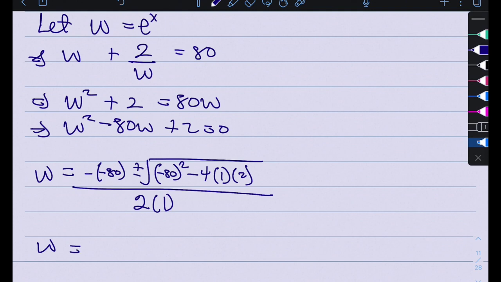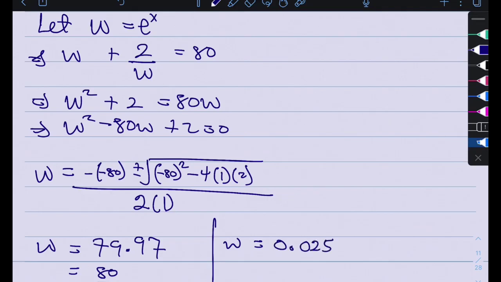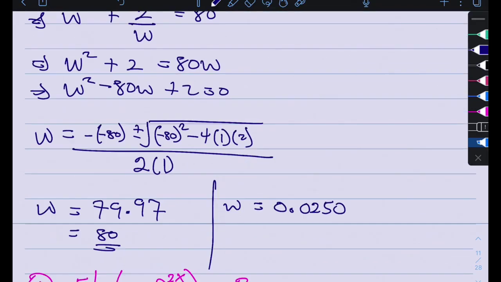Okay, now when you simplify, the calculator will tell you that there are two answers. So the first answer would be, let me just put it on a calculator and see. Okay, so we have 79.97. So 3 s.f. is basically 80. Then we have another w to be 0.025. All right. So that's it.